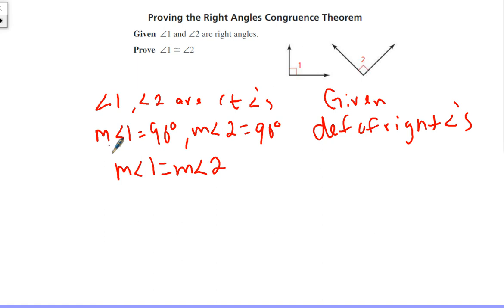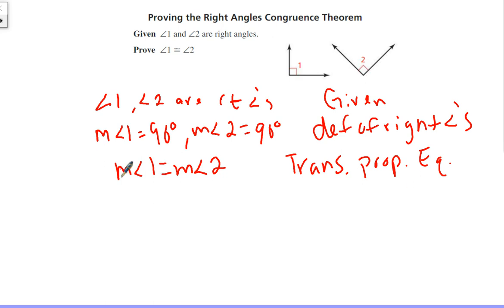And that's a perfect example of our transitive property, because if A equals B and B equals C, then A equals C as well. And so that would be our transitive property of equality and not congruency, because we have our equal signs. So the goal is to get to that 1 is congruent to 2. Angle 1 is congruent to angle 2.